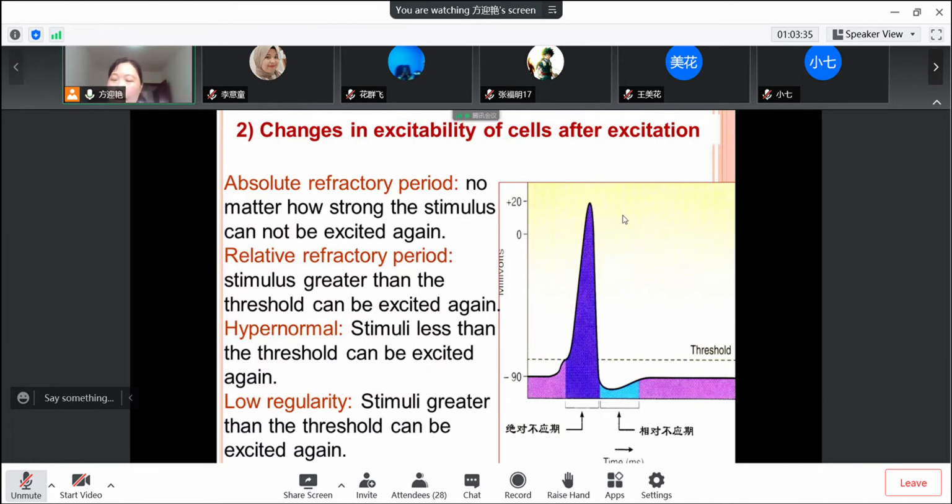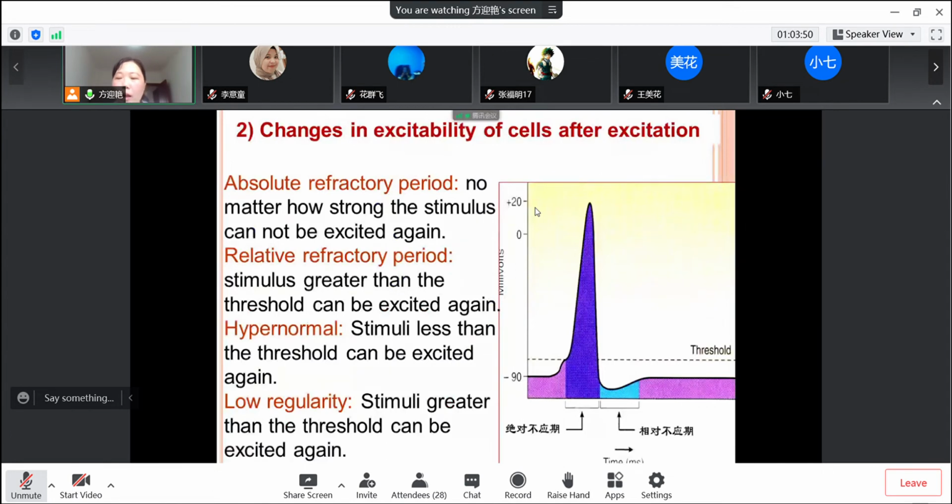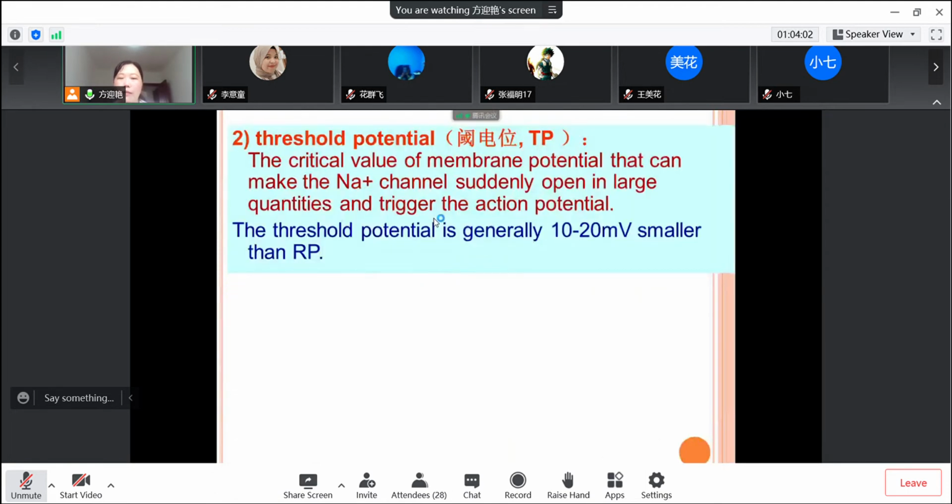And between the two action potentials, the time is the refractory period. So I hope you know that the principle of measuring the refractory period is according to this concept. For the action potential, first the sodium channel opens, and then reaches the threshold potential.